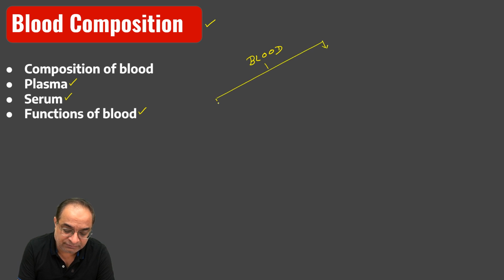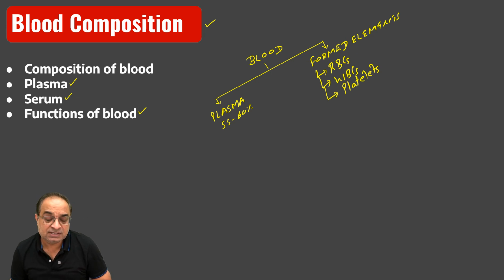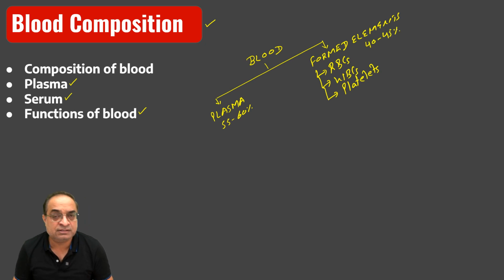Broadly, the composition of blood is, it has plasma, that is 55 to 60%, and then formed elements. When I say formed elements, that includes red blood corpuscles, that is RBCs or the erythrocytes, WBCs or the white blood cells or leukocytes, and platelets or the thrombocytes. So 55 to 60% is plasma, and close to 40 to 45% is the formed elements, right? So in this subtopic, you should know details about plasma.